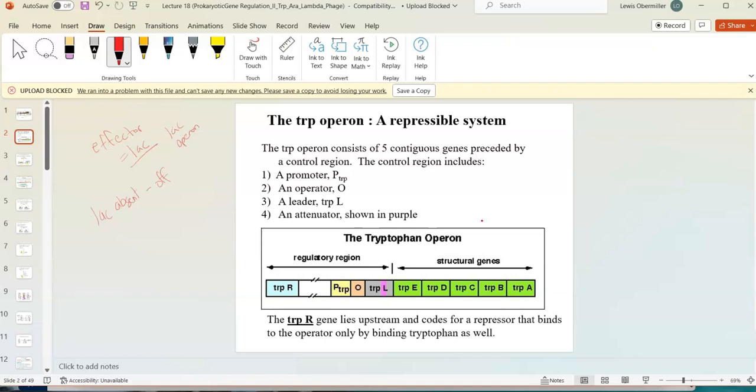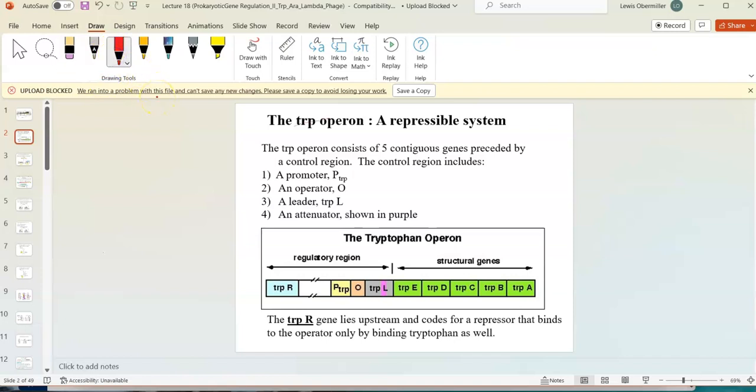And remember, it's also regulated by glucose. If lactose is present, we need to turn on the genes to break down lactose so that we can use it as an energy source. So that's why it's an inducible system. The effector lactose induces the gene to turn on. All right. So that's why it's called lac because it's an inducible system, even though that's a repressor.